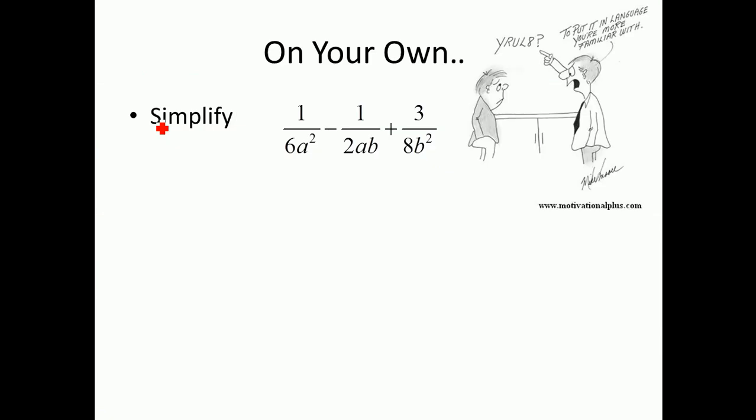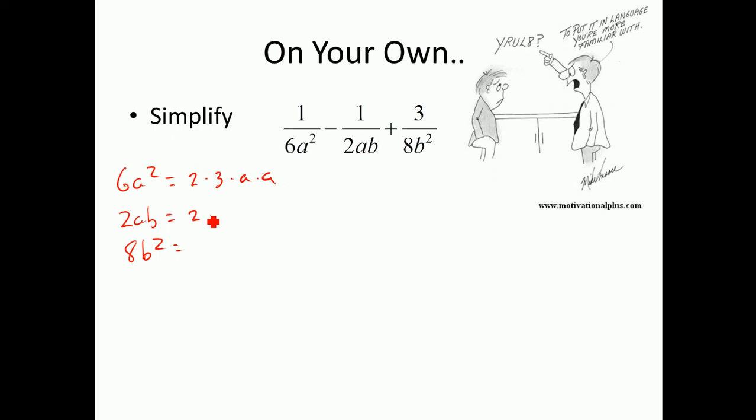If we're subtracting and adding these three fractions together, remember we want to know what the LCD is first. So looking at them, you have 6a squared, you have 2ab, and you have 8b squared. Now, if we're trying to find the LCD of these, just break them up. You have here 2 times 3 times a times a.